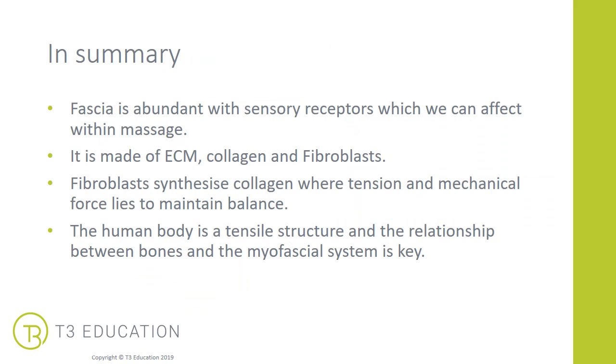And as a final summary, fascia is abundant with sensory receptors, and we can affect them within our massage skills by applying touch and pressure onto the skin. Fascia is made of extracellular matrix, collagen, and fibroblasts, and fibroblasts synthesize collagen where there is tension and mechanical force to maintain balance. And the human body is a huge tensile structure, and the relationship between the bones and the myofascial system is key. So we want to think about whole body movements alongside our massage skills to help improve tension and mechanical force, to create balance within the body and balance between the bones and the myofascial system.